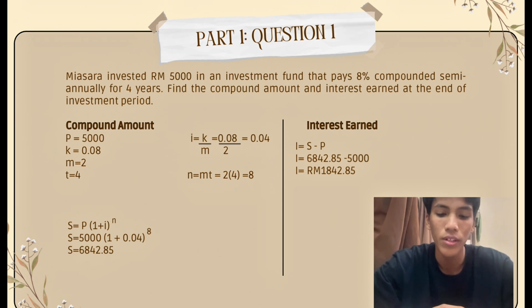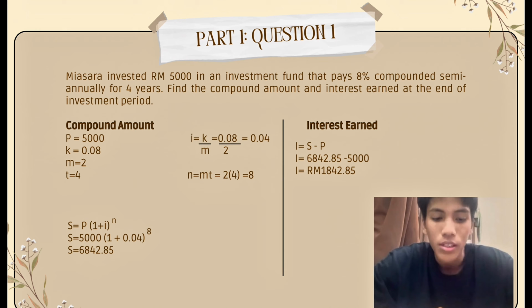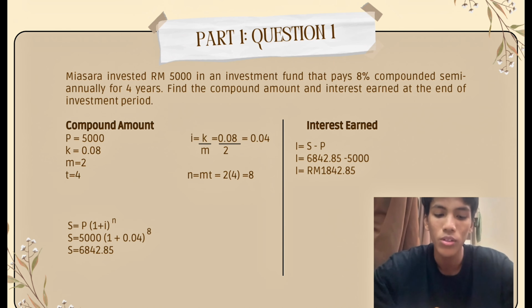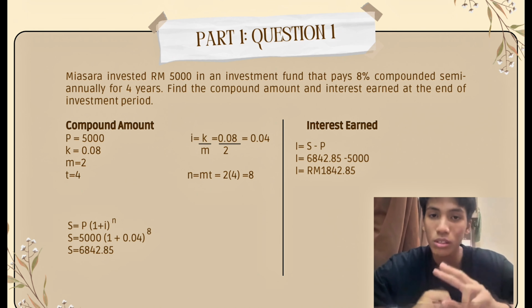Question 1. Mia Sarah invested 5,000 ringgit in an investment fund with an interest rate of 8% per year, compounded semi-annually for 4 years. Since the interest is compounded semi-annually, or twice a year, we divide 8% by 2, giving us 4% per period. Next, we calculate the total number of compounding periods. 2 times 4 years equals 8 periods.